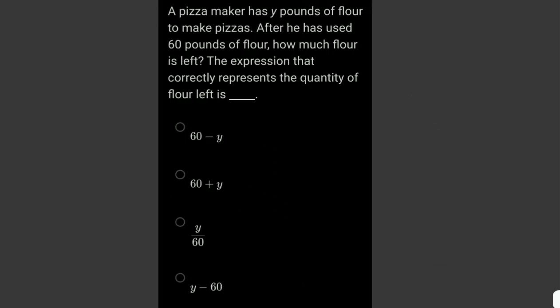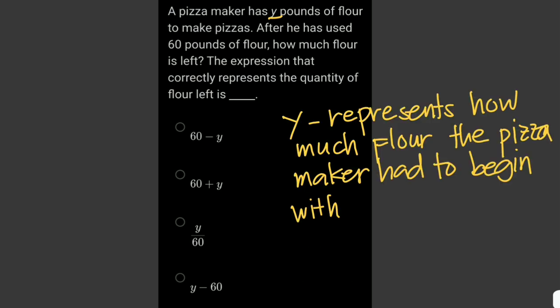A pizza maker has y pounds of flour to make pizzas. After he has used 60 pounds of flour, how much flour is left? The expression that correctly represents the quantity of flour left is. So let's analyze this problem here. In this problem, y represents how much flour the pizza maker had to begin with. Then he used 60 pounds of flour, so that means he takes away 60 pounds of flour.